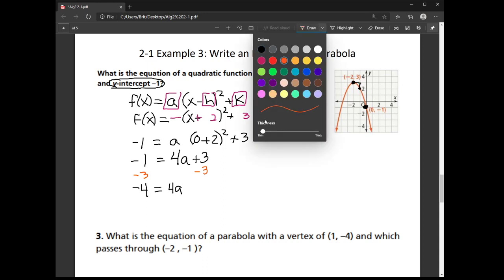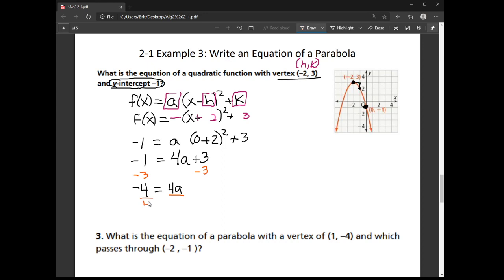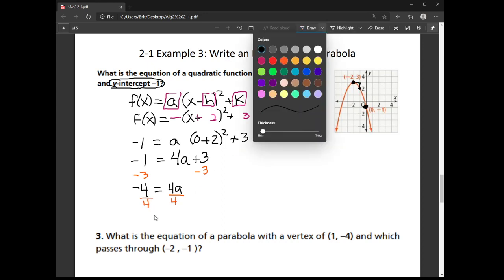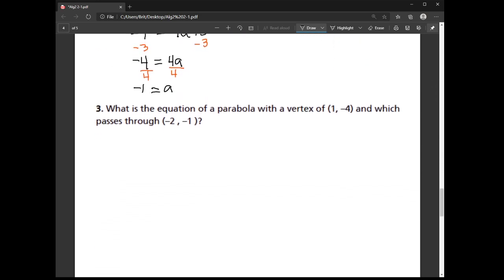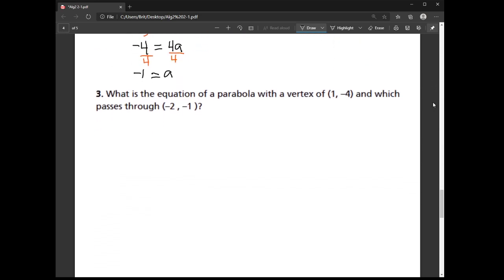And recall that when you have a number and a letter squished together, that's multiplication. So I'm dividing by 4 to undo that. And -4 divided by 4 is the -1 that I got from our graph. And I would just plug it into our equation. Let's try another example where they don't give us the graph to cheat off of.